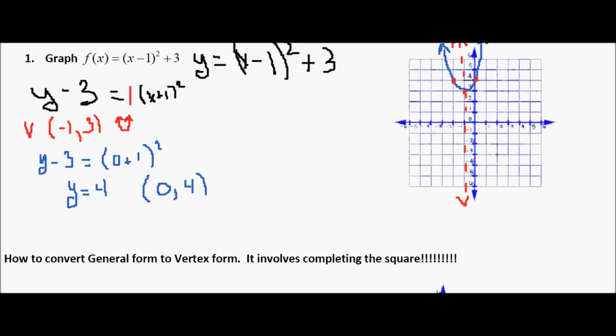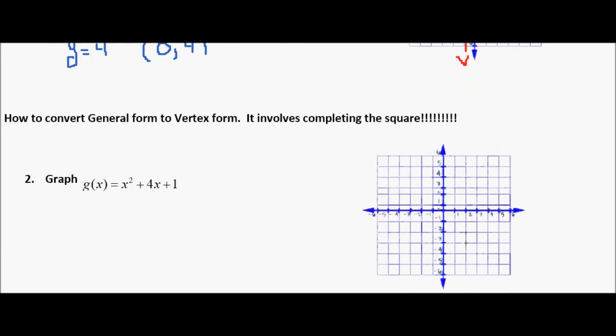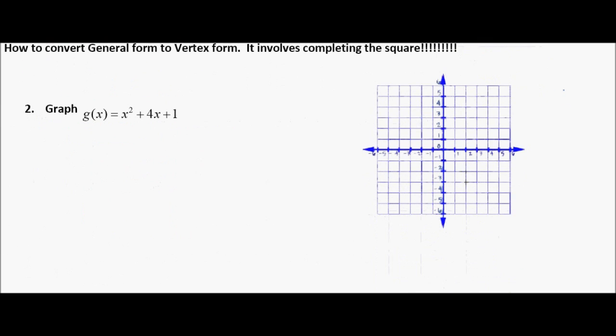All right. Now let's look at what happens when our parabola is not in vertex form. So I'm going to scroll down a little bit. This is when it's in general form, and we can actually convert this to vertex form using the process of completing the square. And we did learn that in 7.1.